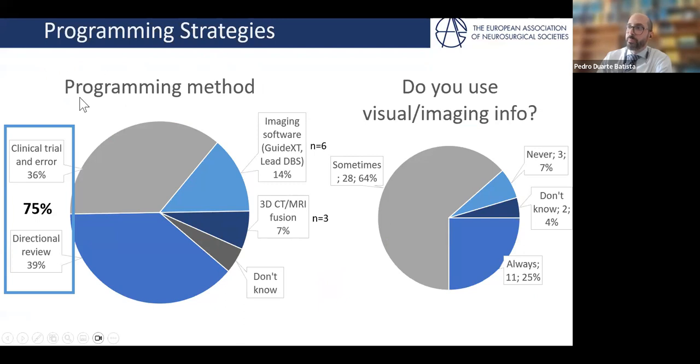So we analyzed what programming methods are being used. And we can see that 75% of our respondents are using either clinical trial and error or a directional review. And very few are mainly using imaging software or other imaging methods. Then if we ask specifically if they use visual or imaging information for the planning, this percentage increases. And so 64% say they do sometimes, not always. 7% never, and only 25% say they always use it.